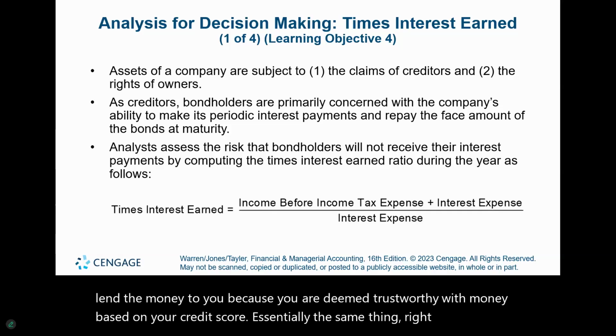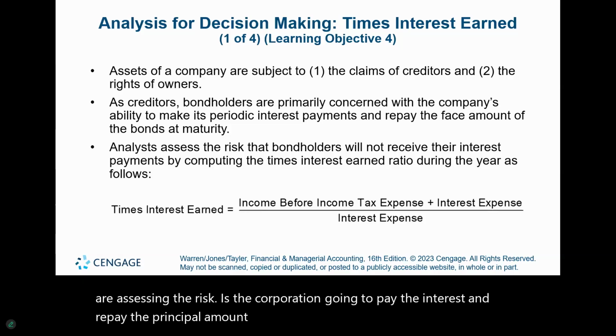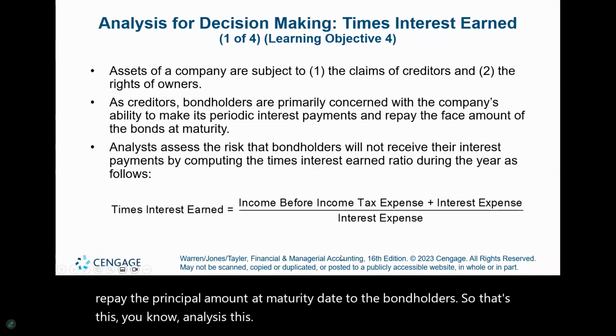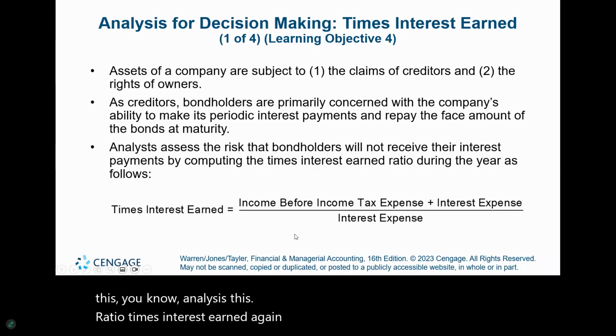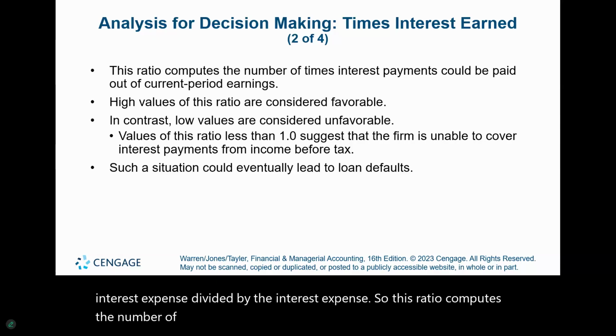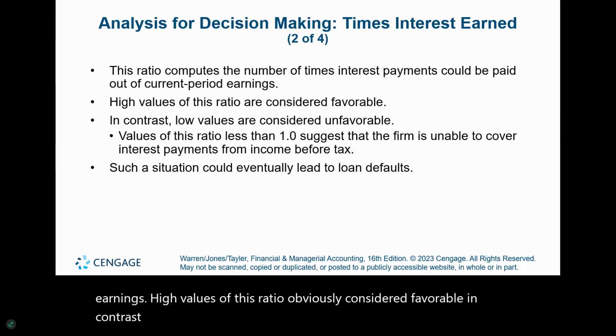Analysts are assessing the risk: is the corporation going to pay the interest and repay the principal amount at the maturity date to the bondholders? So that's this analysis, the times interest earned ratio: income before income tax expense plus interest expense, divided by interest expense. This ratio computes the number of times interest payments could be paid out of current period earnings. High values of this ratio are obviously considered favorable. In contrast, low values are considered unfavorable.